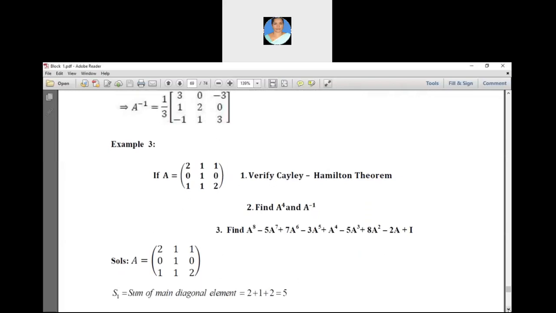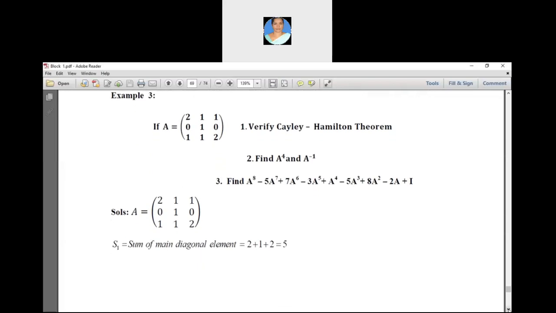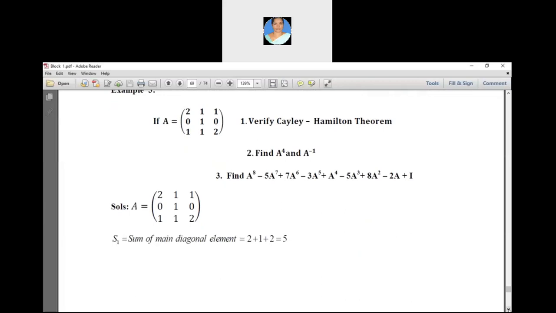First, you take the matrix. This is our 3 cross 3 matrix. Already we know that we want the characteristic equation. What is that formula? Lambda cube minus S1 lambda square plus S2 lambda minus S3 equal to 0. S1 is the sum of the main diagonal elements, S2 is the sum of the minors of the main diagonal elements, and S3 equals the determinant of A. Now our main diagonal elements are 2, 1, 2. When we add all these elements, we get our result as 5.